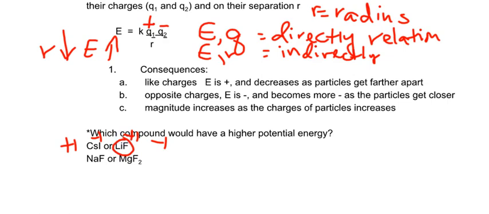Now, if I look at sodium fluoride and magnesium fluoride, the size of the atoms is about the same. If you look at the periodic table, you're talking about sodium and magnesium just one away from each other.